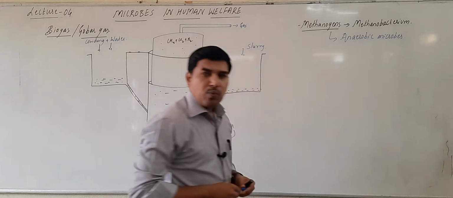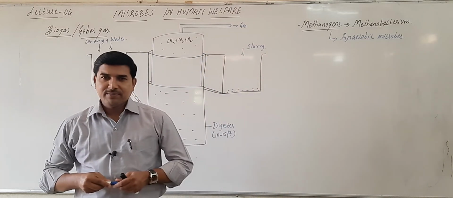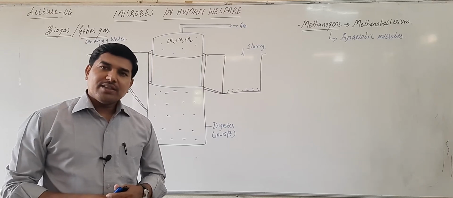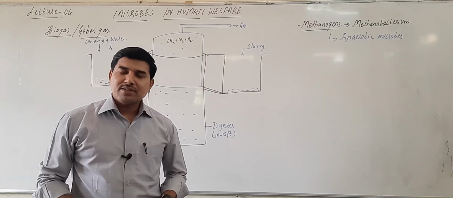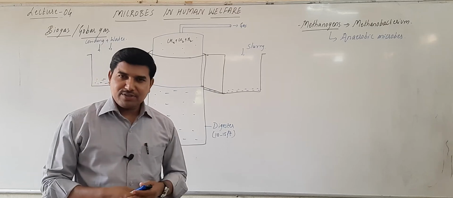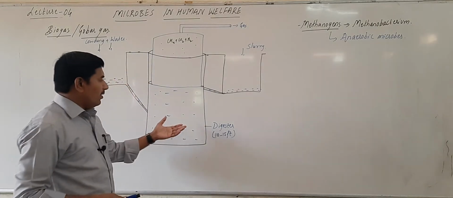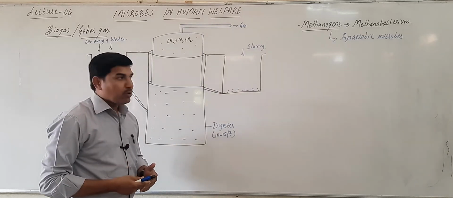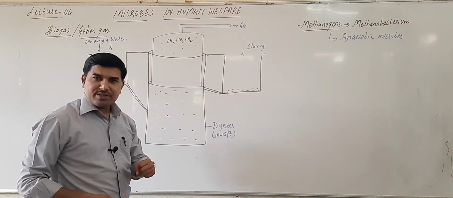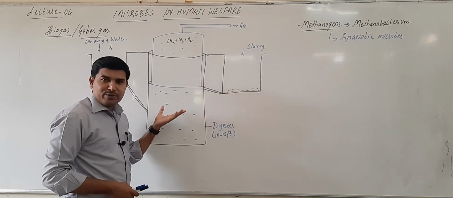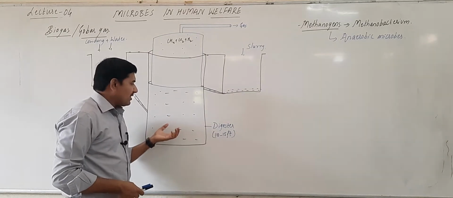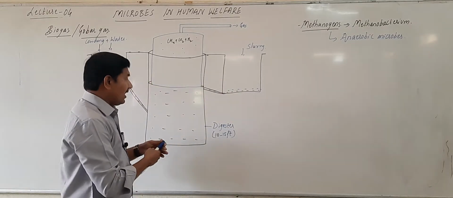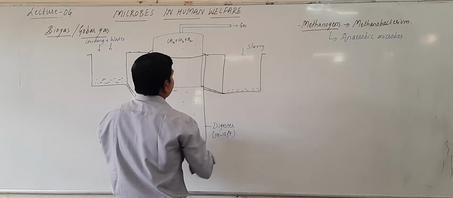That means we are not supplying oxygen here. They are anaerobic microbes, where they act on the organic substances and they will release the gases. Now in the digester, after all the fermentation process by these methanogens, the methane gas is produced. The produced methane gas enters into a chamber. This is called a gas holder.